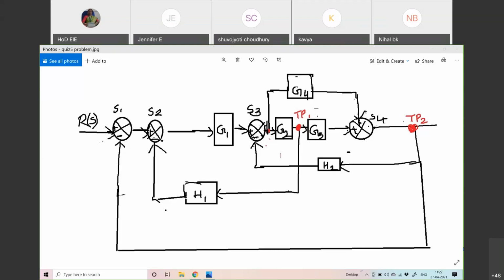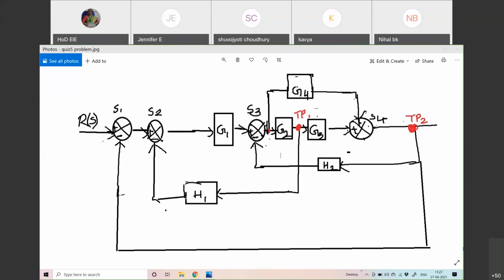And for your sake, because in the problems when you have to solve it, it won't be mentioned as TP1, TP2. For you to get acquainted, I have marked two takeoff points which are present in the problem. One is TP1. TP1 is having a forward path towards G3, and the same has been derived to H1. So one is going forward, and from the same thing, something is going backwards.